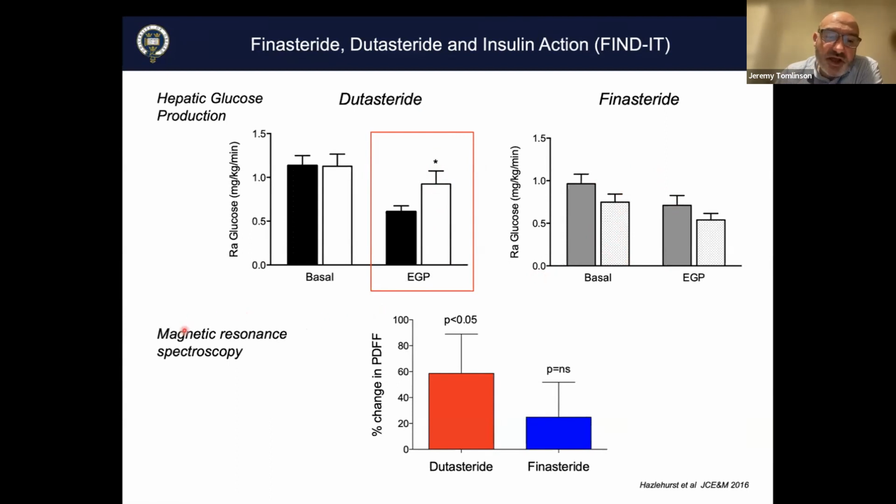And when we used magnetic resonance spectroscopy to quantify liver fat, even after 3 weeks in healthy individuals, we saw a significant increase in liver fat in the dutasteride-treated group, but not in the finasteride group. The conclusion from that, in a similar way to what we'd seen in rodents, and there's cell model data that I haven't shown, was that combined inhibition of both 5-alpha reductase type 1 and type 2 is detrimental to the liver.